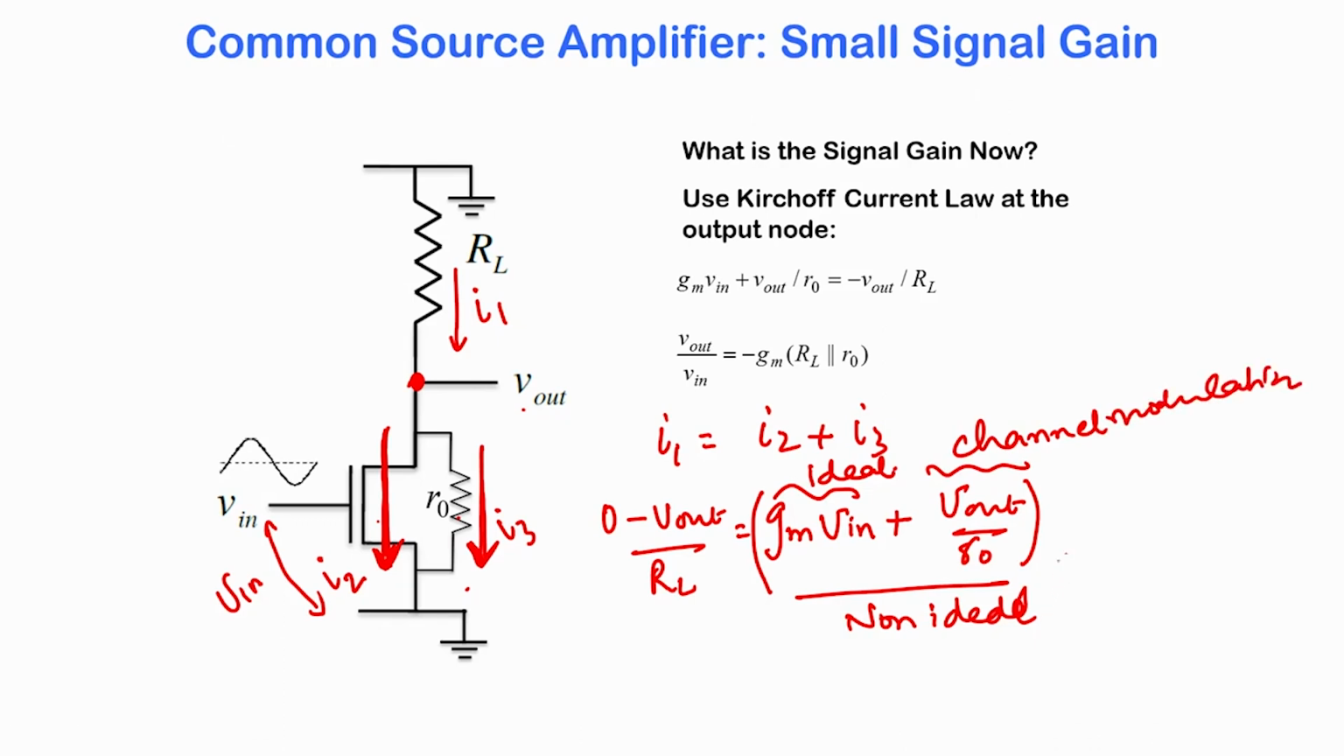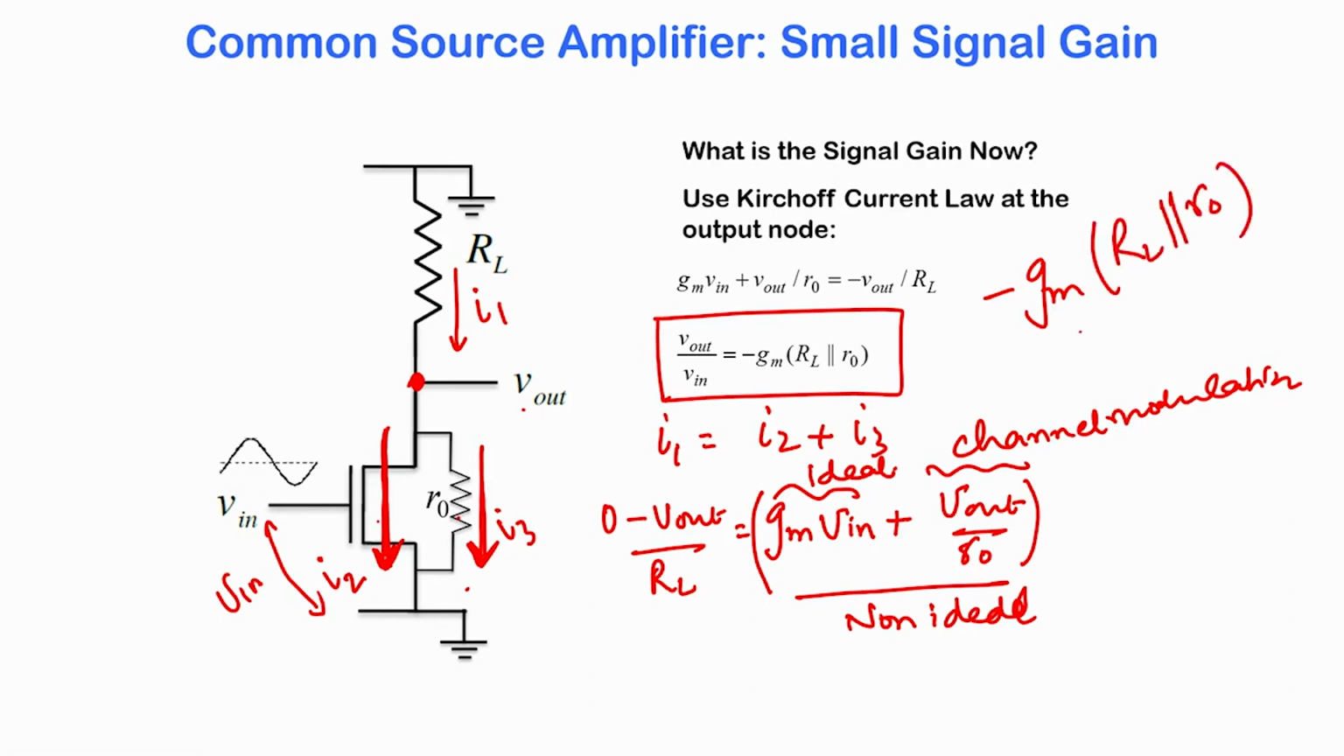So this will result in a gain of minus Gm times RL parallel with RO. Earlier with no channel length modulation, if you recollect, the gain was simply minus Gm RL, but now the channel length modulation resistance will appear in parallel with RL. So it reduces the gain a little, channel length modulation reduces the gain a little.